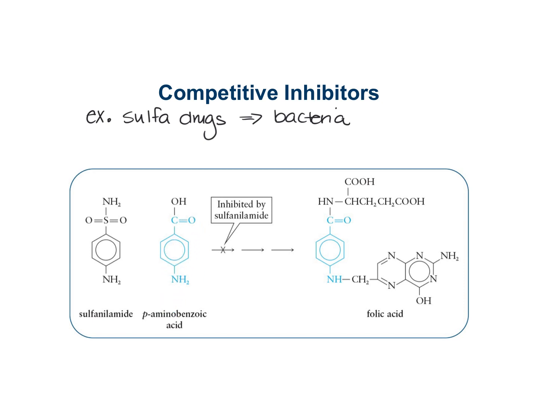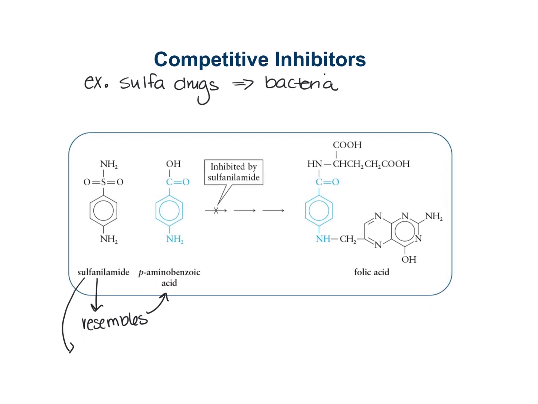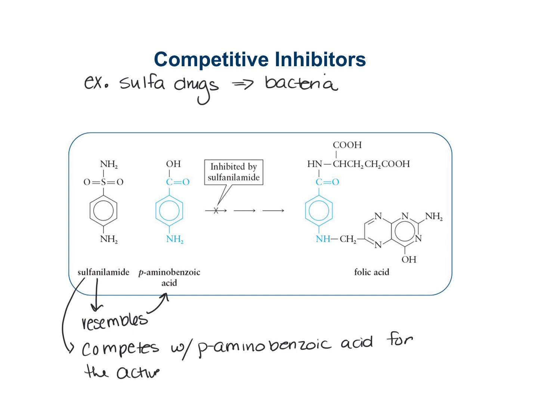Now, sulfonamide here, this is the first sulfa drug, resembles p-aminobenzoic acid. And so what happens is that sulfonamide will compete with p-aminobenzoic acid for the active site of the bacterial enzyme.